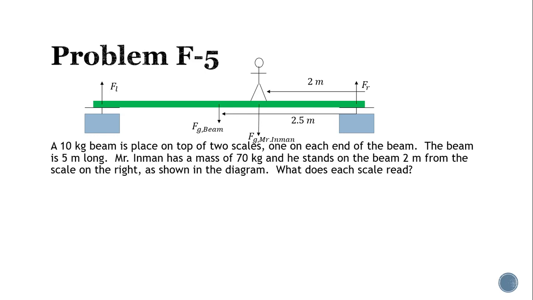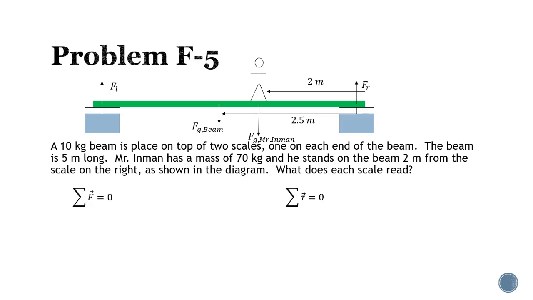You have Mr. Inman's weight acting down, that's at 2 meters away from the right-hand side. And then we have the force of the beam due to gravity. The way to deal with the force of the beam due to gravity is to put it at the center of mass, which, if this is a uniform beam, happens to be right in the middle of the beam.